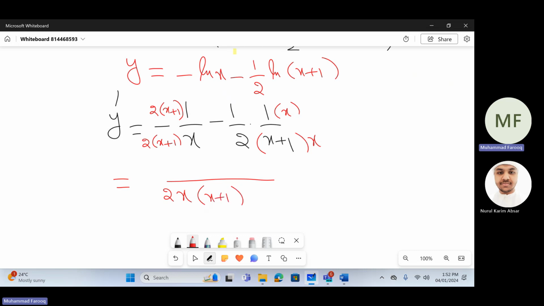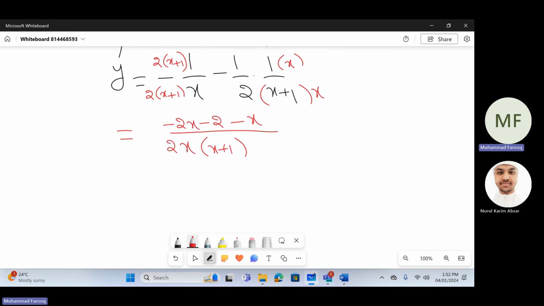Now please, look at the numerator. This is a minus sign. So negative 2x and negative 2, and then I have negative x. So finally, this negative 2x and minus x, how much? Negative 3x. Very good. So finally, y prime is equal to negative 3x minus 2, divided by 2 times x and x plus 1.